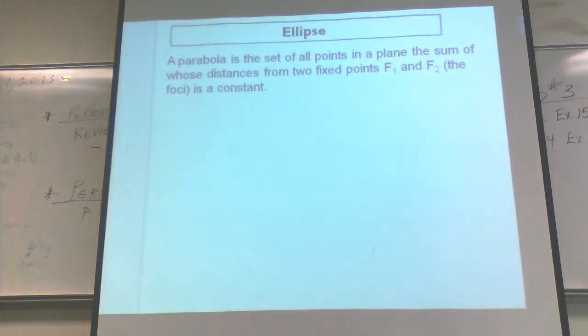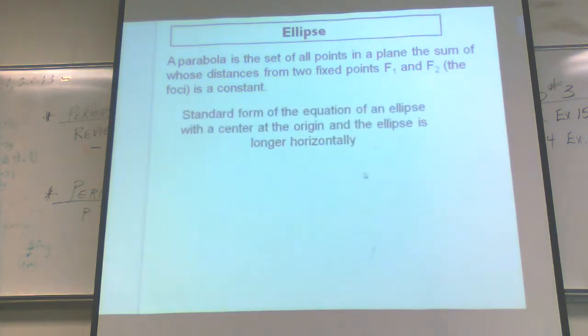Okay, ellipse, you guys should already have an idea. An ellipse is like your oval, right? It's basically the same kind of form, equation-wise, as a circle. The difference is now, since it's kind of a squashed circle, it changes from a fixed set of points equidistant from a center to the sum of the distances from the two fixed points being the same thing. All right?